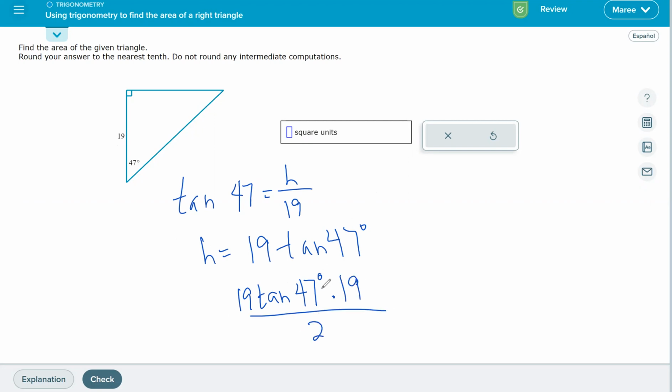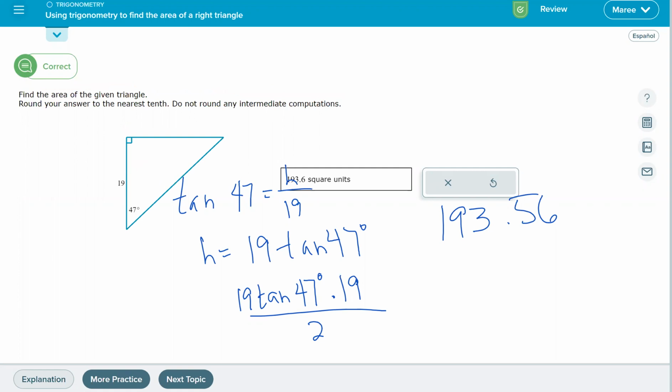You know what? I'm just going to type it in as 19 squared times tangent 47 divided by 2. 193.56. So we have, type that in, 193.6. Make sure you're rounding when they ask. And that's the end of the lesson.